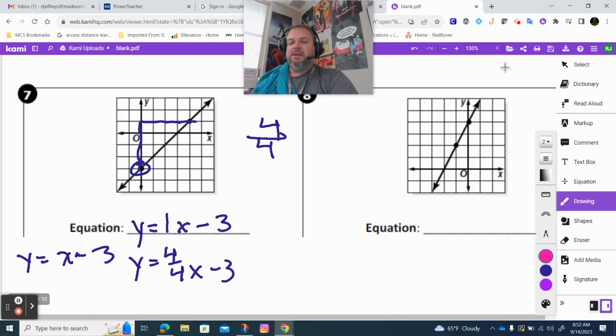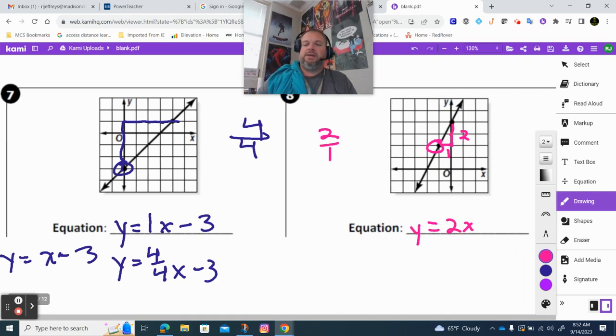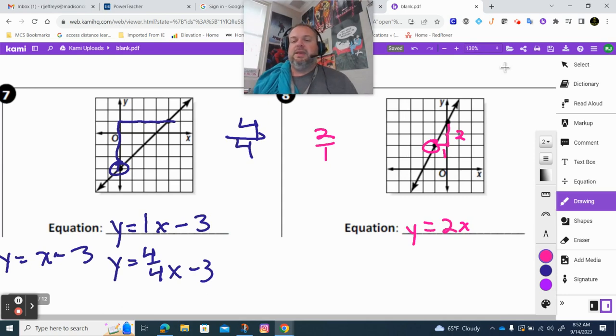Now, here's our first point here. Looks like I go over 1, up 2. 1, 2. So that's 2 over 1, or you could write 2x. That's fine. Either way. Now, our y-intercept is we went up 1, 2, 3, 4. Yeah.